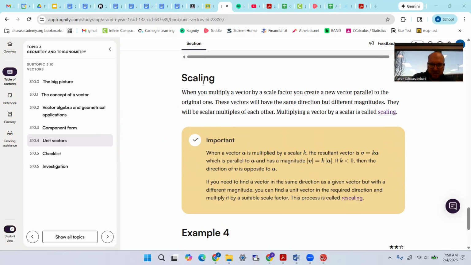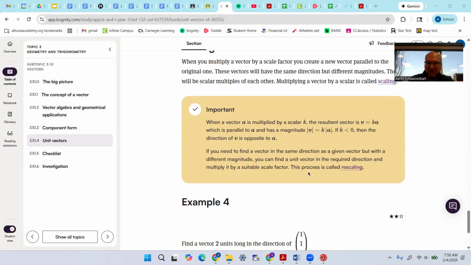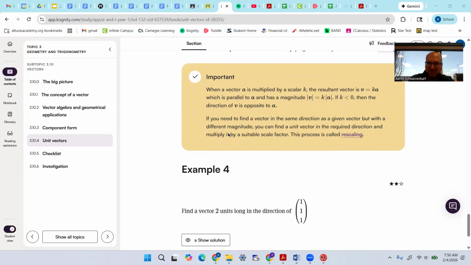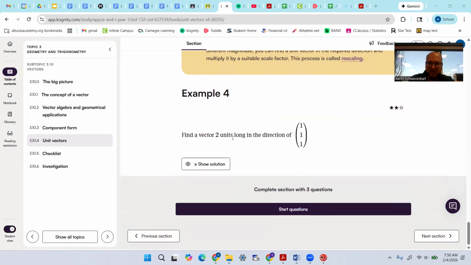Okay, scaling. When you multiply a vector by a scale factor, you create a new parallel vector to the original one. And they emphasize parallel. Yes, they're in the same direction. But you can say parallel because vectors have no position, so you could just slide them around. If you need to find a vector in the same direction as a given vector, but a different magnitude, you can find a unit vector in the required direction and multiply it by a suitable scalar factor.